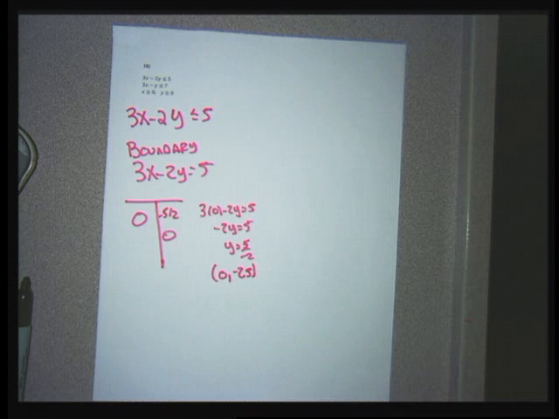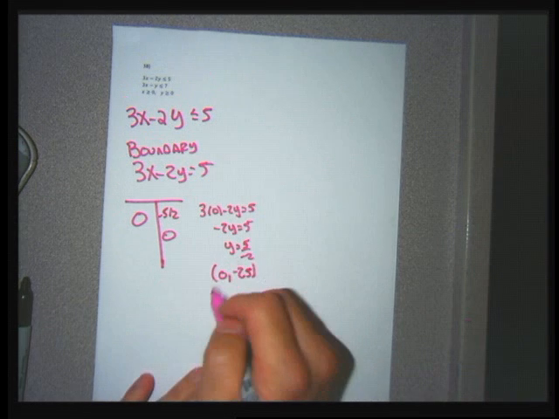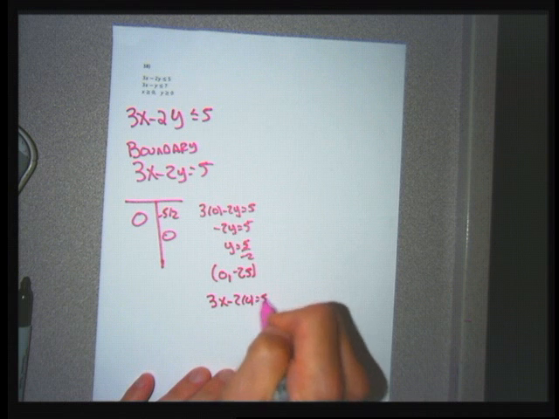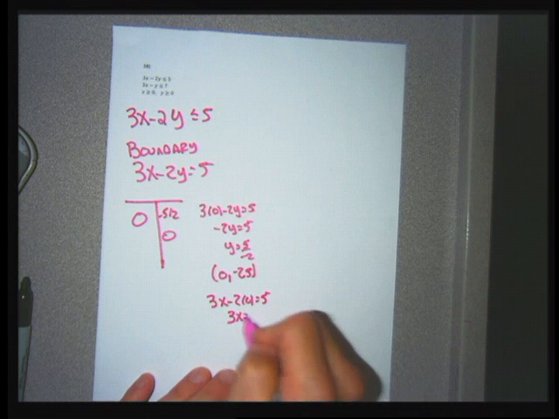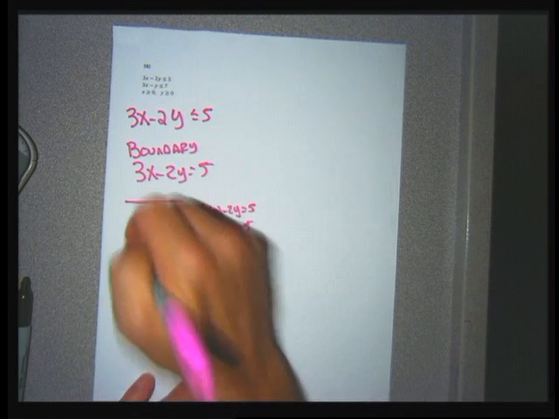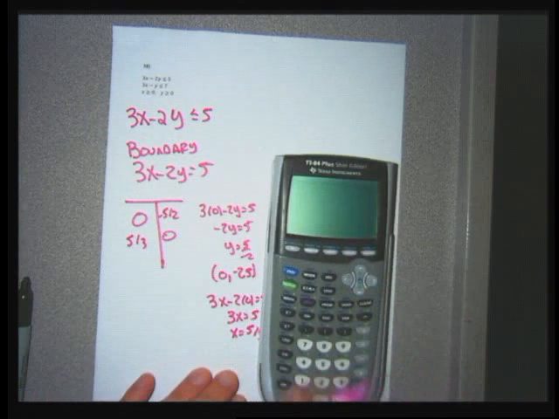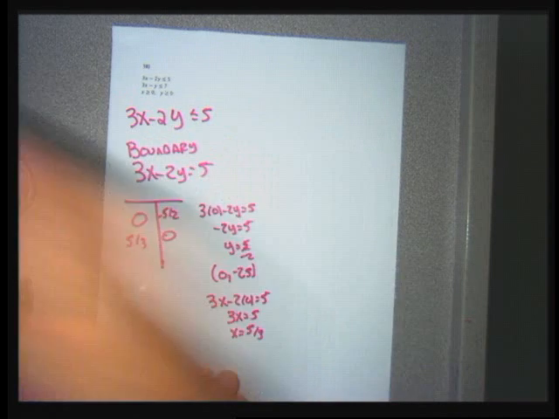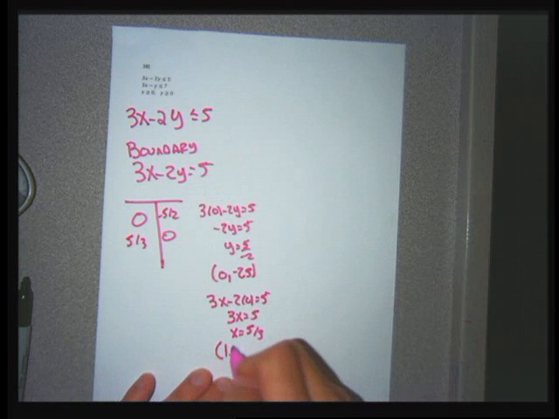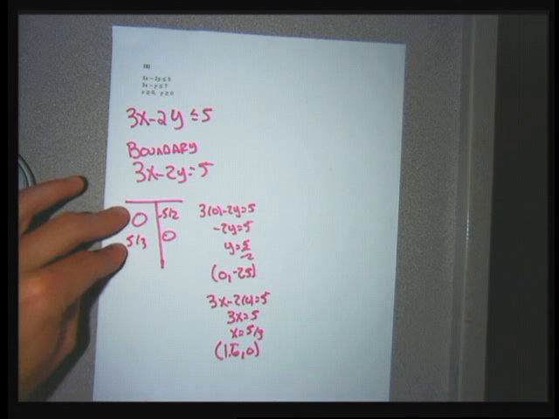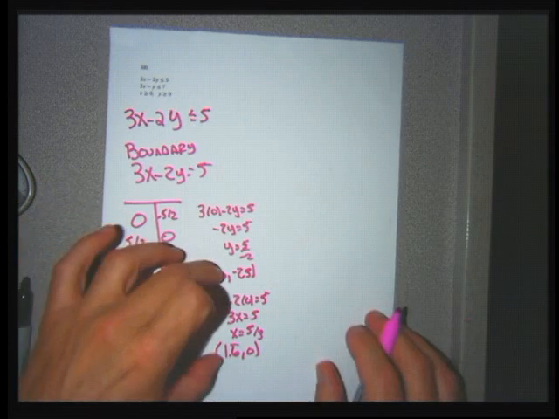When I do the other 0, I go 3x minus 2 times 0 equal to 5. That gives me 3x equals 5, which gives me x equals 5/3. So I'm going to graph (5/3, 0). And 5/3 as a decimal is 1.66, so for this one I'm going to do 1.6, comma 0. Those are the fraction versions, but I'm really graphing the decimal versions.